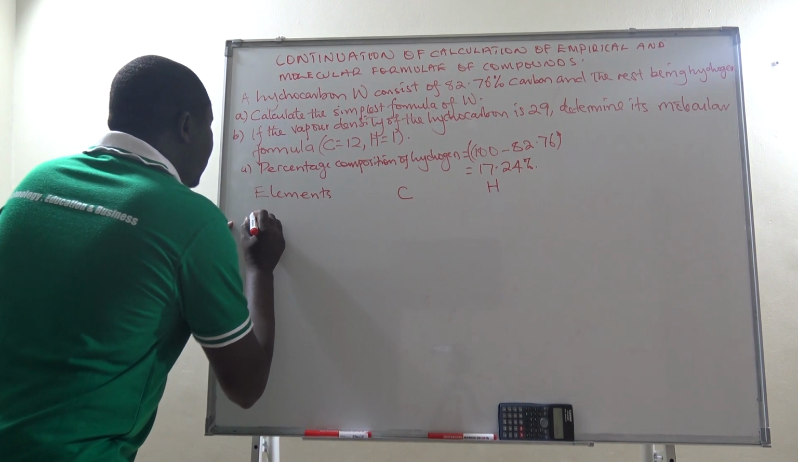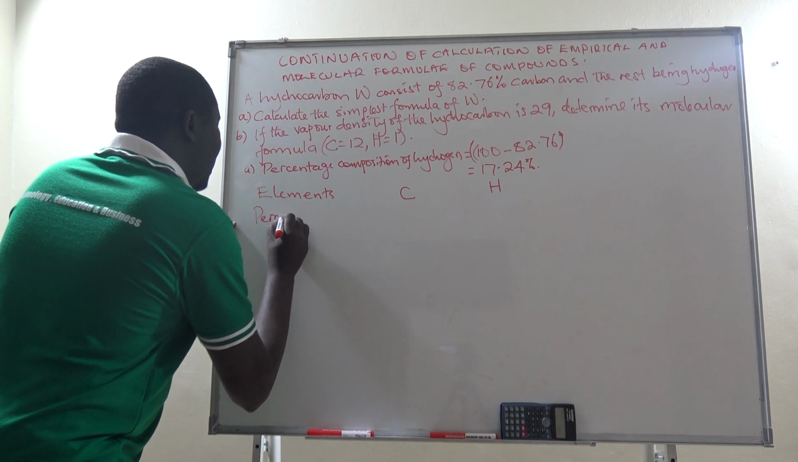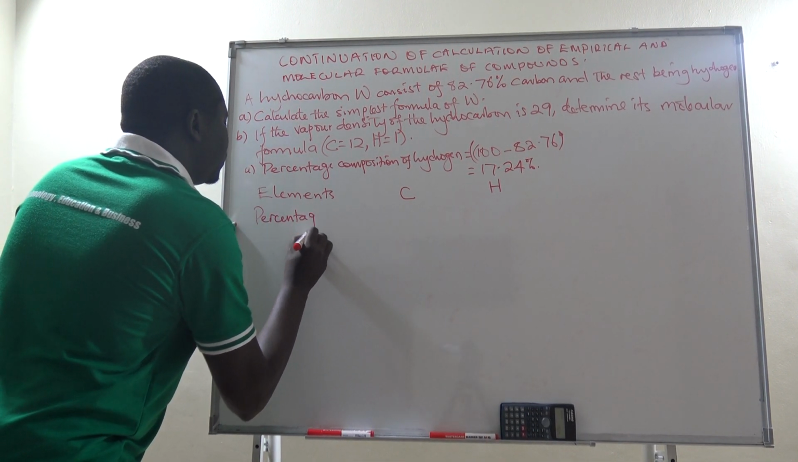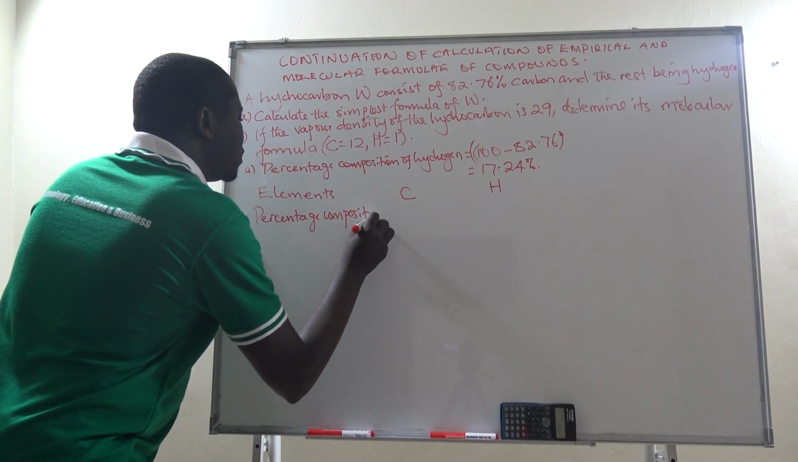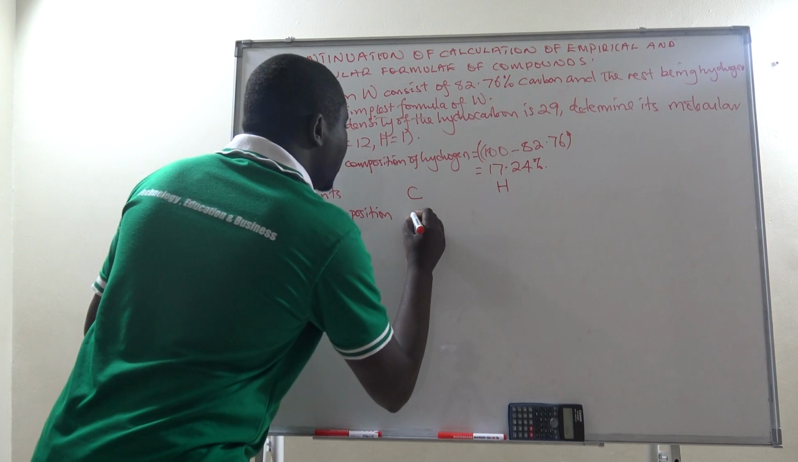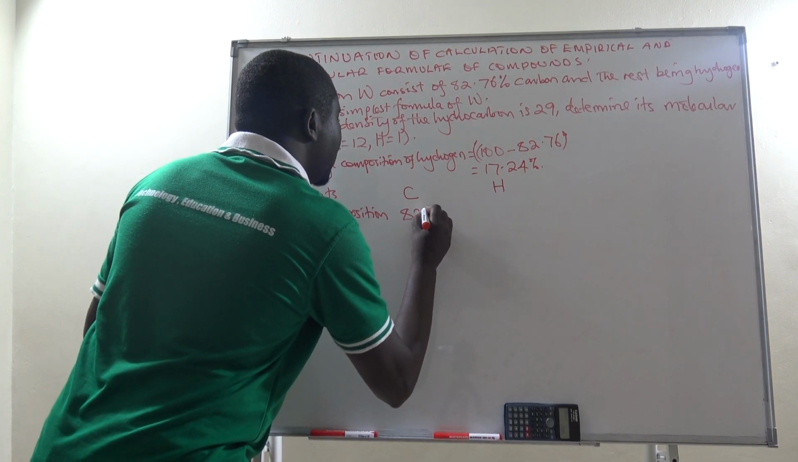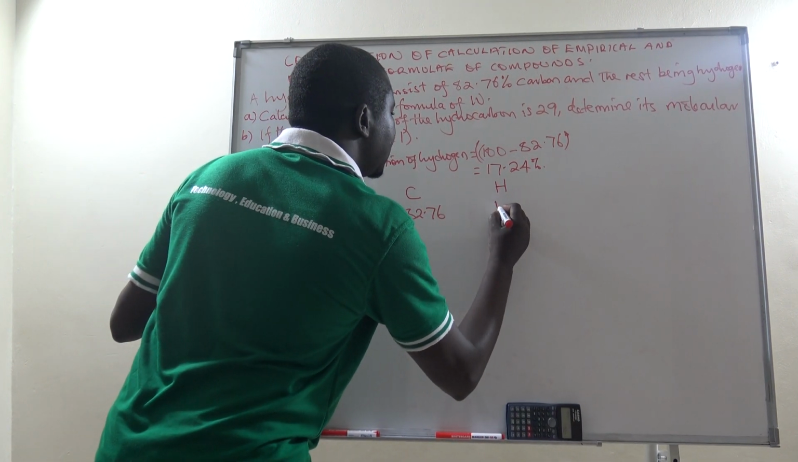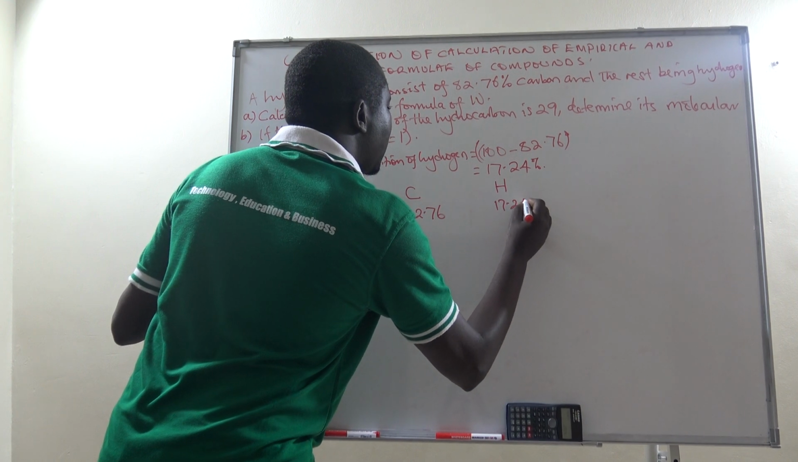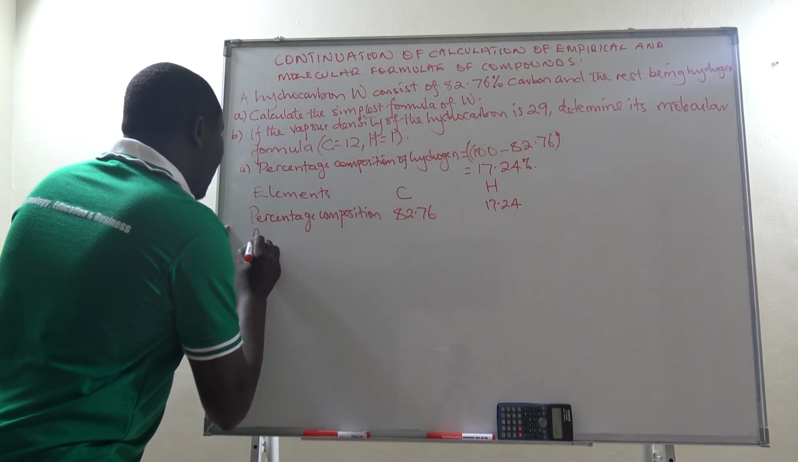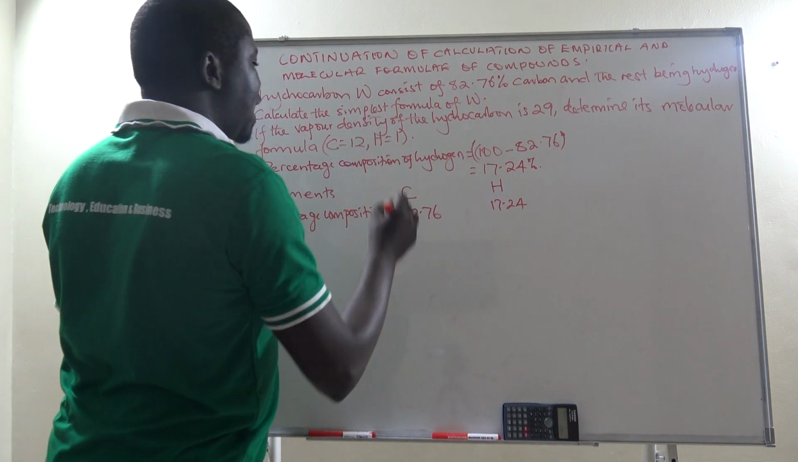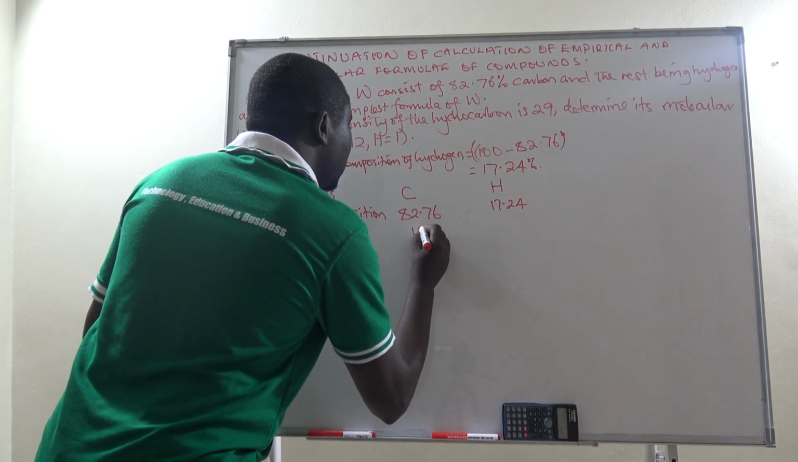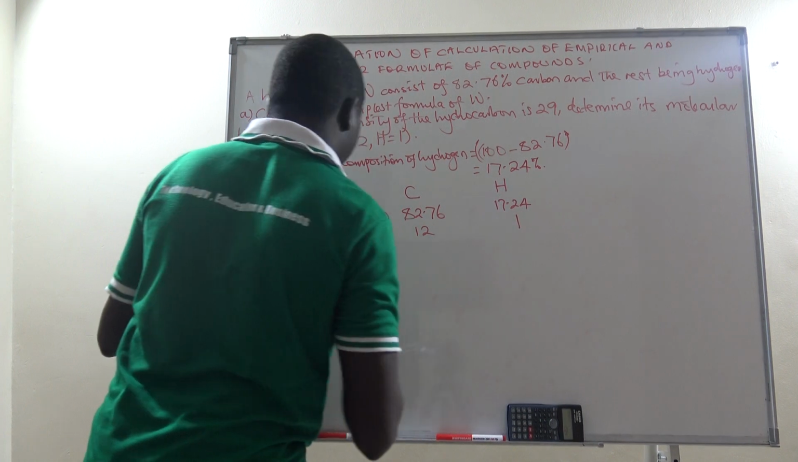The next thing is we need to write the percentage composition of each. So for carbon it is 82.76, for hydrogen is 17.24. Then let us also remind ourselves by putting down the relative atomic mass of each element. For carbon it is 12 and that of hydrogen is 1.